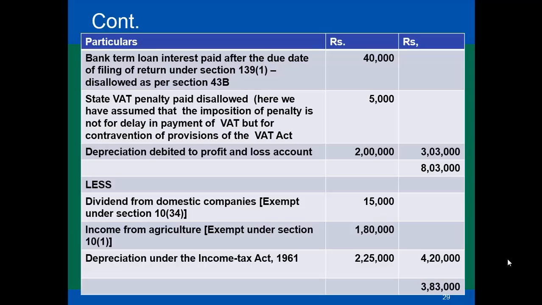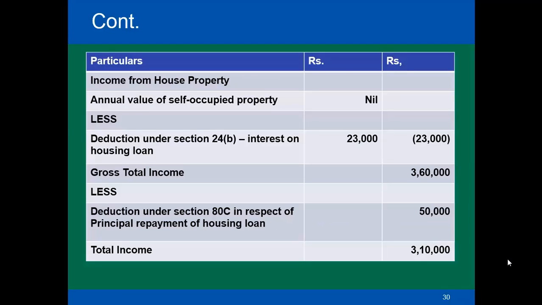Now we will be reducing certain incomes which have been shown in the profit loss account. Dividend from domestic companies which is exempt under section 10 subsection 34 which amounting to 15,000. Income from agriculture which is exempt under section 10(1) and the amount is 1,80,000. And depreciation will be allowed as per the Income Tax Act 61 which we have calculated earlier, which is amounting to rupees 2,25,000. So altogether rupees 4,20,000.